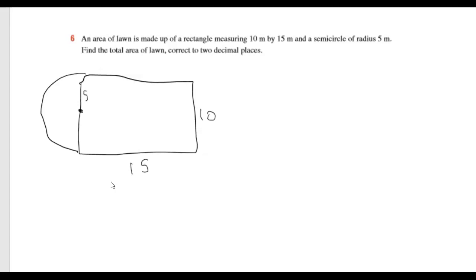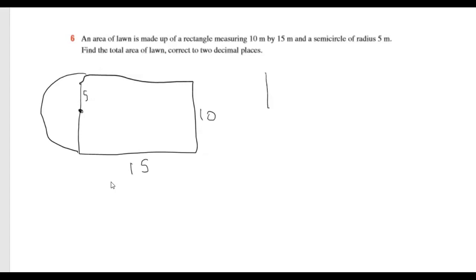It was just by chance that I did it here and it was actually the right side, because it says the radius is 5. So it has to go on this end with the 10, because the radius is half of 10. Whereas if I put it here, the radius of the semicircle would be half of 15, which wouldn't be correct. Okay, so find the total area of lawn.